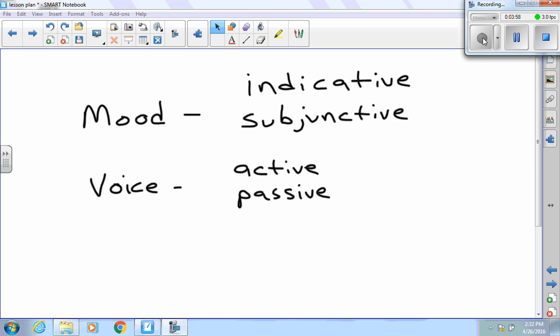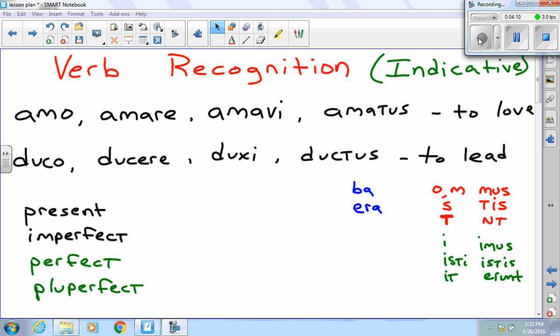Next, this test really asks you to define the difference between indicative and subjunctive moods and active and passive voices. So I'm going to go over each one of those for verb recognition. Let's start off with verb recognition in the indicative.